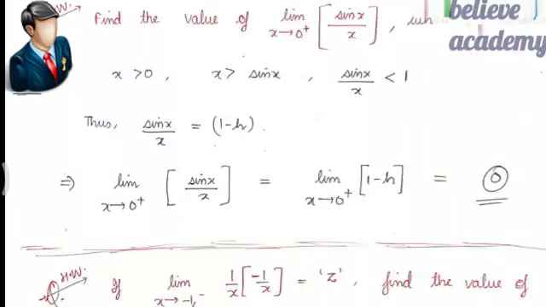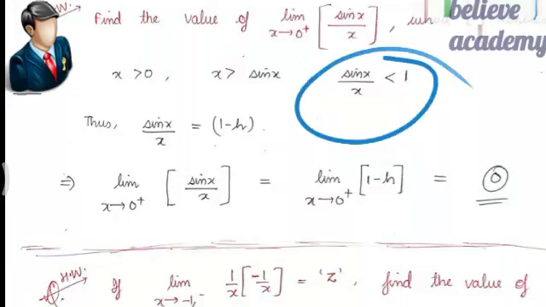Now this was the question which was given to you as homework in the previous video. Find the value of the limit x tends to 0 plus of the greatest integer of sine of x whole upon x. You can see from here that the value of x is greater than 0 because x tends to 0 plus. Also x would be greater than sine x, which clearly implies that the value of sine x upon x would be less than 1.